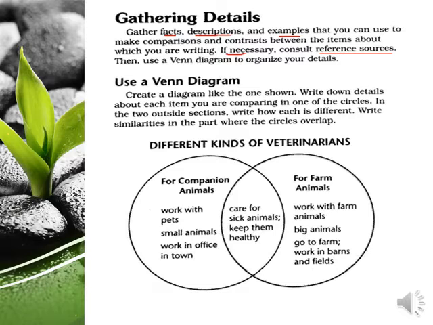Then use a Venn diagram to organize your details. Use a Venn diagram, create a diagram like this one shown. Write down details about each item you are comparing in one of the circles. Here, farm animals and companion animals like pets. Okay. And the two outside sections on the edges of the circles. Write how each is different, and write the similarities in the part where the circles overlap.